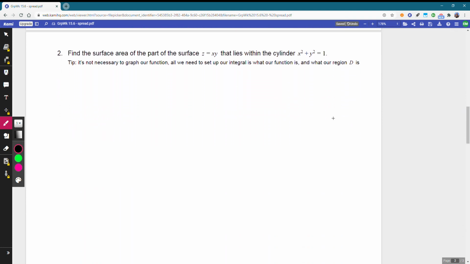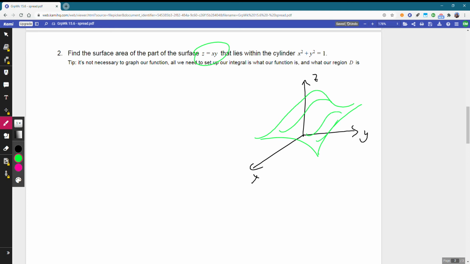All right, next we're finding the surface area of the part of this surface that lies within a cylinder. So let's first get a bird's eye view as to what's going on. All right, so our function here is giving us some graph. Probably doesn't look anything like this, but it doesn't matter. We're going to say that's its graph. Here's z equals f of x y. And we're trying to find the chunk of that graph that lies within this cylinder.